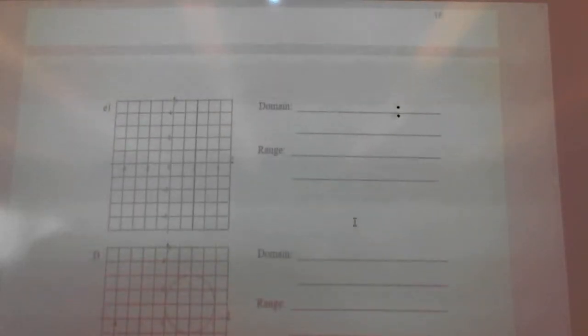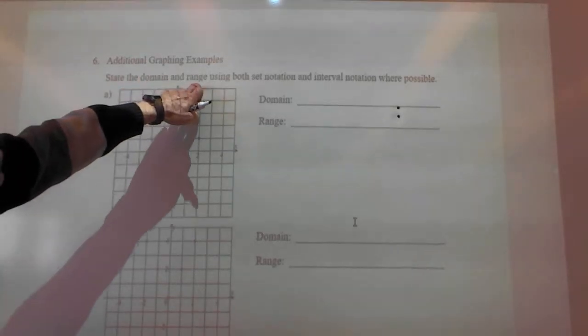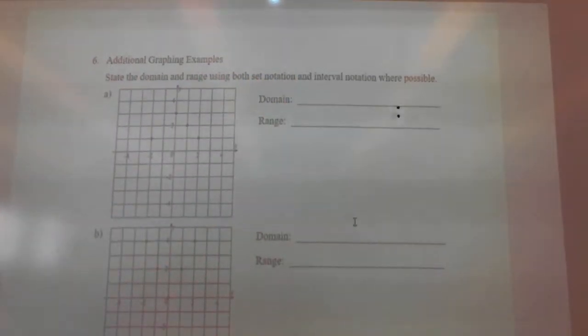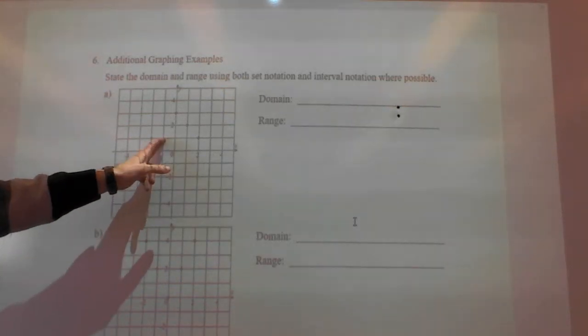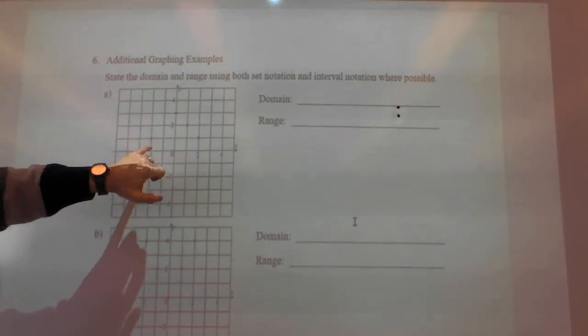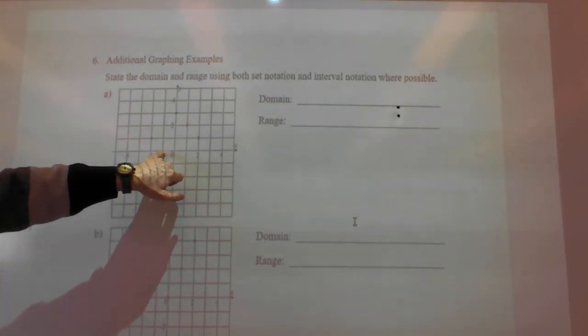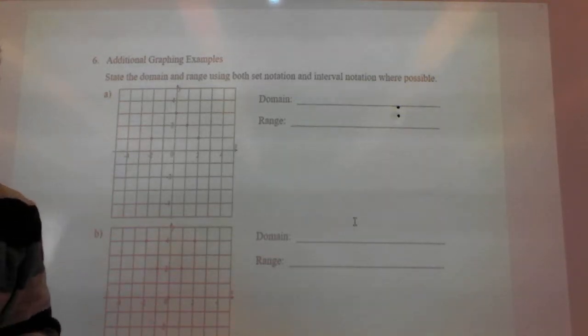So what we've been asked to do in this question is simply state the domain and range using both set notation and interval notation, where possible. Sometimes it's not possible to use something like interval notation. For instance, in this one, you can see that for my x values, I have 1 at -2, but I have nothing at -1. So I can't use interval notation or set notation.